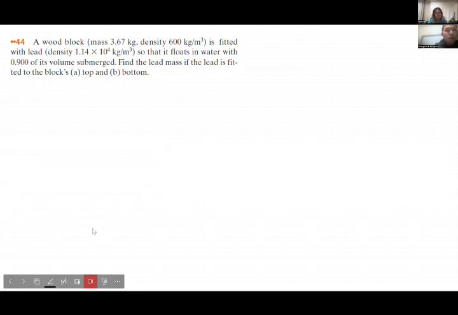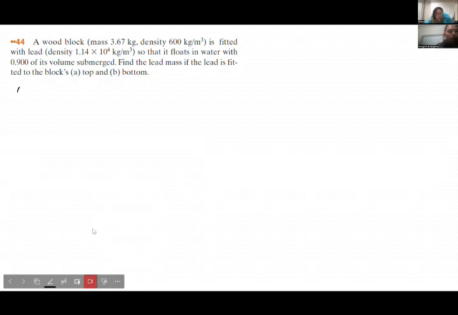So the wood block is fitted with lead. Those two materials have different densities, so the mass might be different too. They are just thrown into the water, and they are supposed to float in water with 0.9 of its volume submerged. So like 90% of the mixed material block is submerged into the water. In that case, we have to find the lead mass if the lead is fitted to the block's top portion and the bottom portion, right?